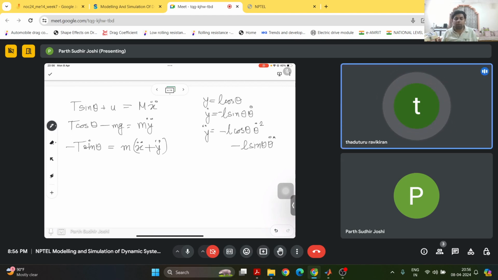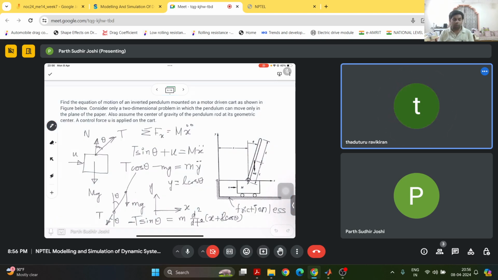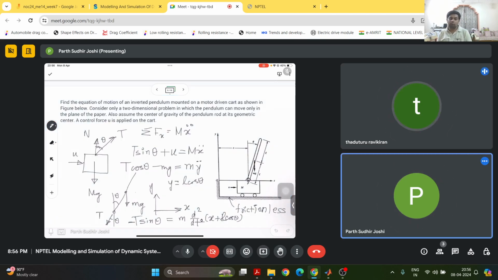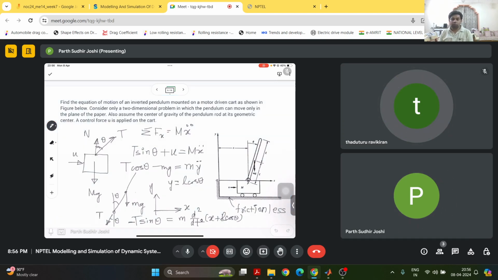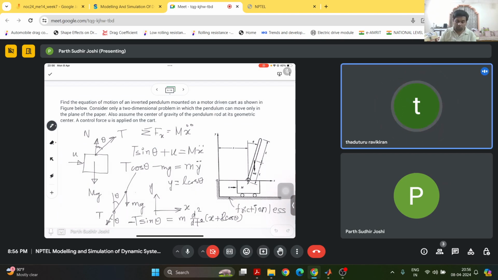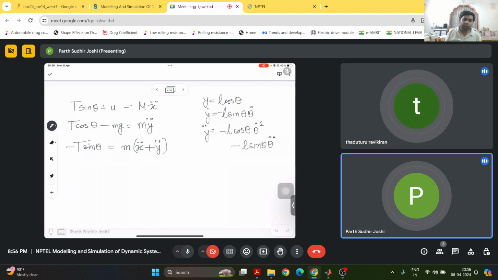Yeah, got it, sir. Actually, the capital M, that is the cart mass, sir. How you simplified actually? No, I didn't get your question. Basically, the last. Can you go to the next slide? No, here. I didn't simplify anything for the cart mass, like the equation of motion for the cart. Okay.